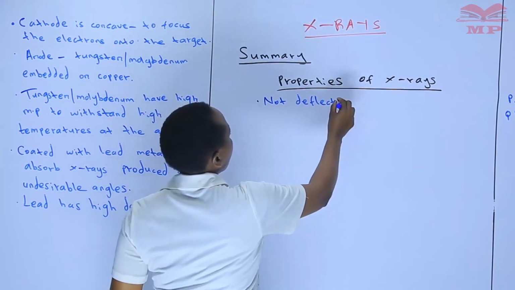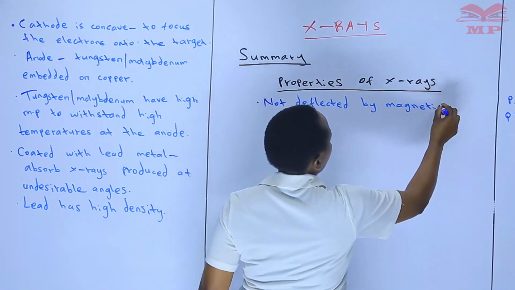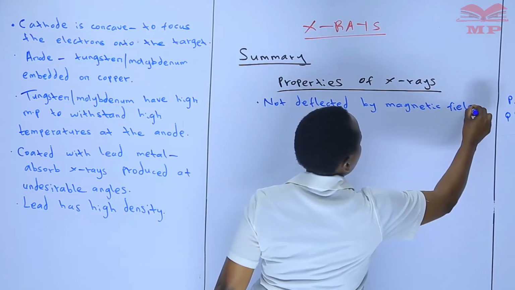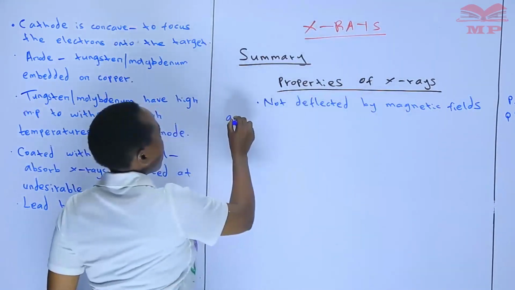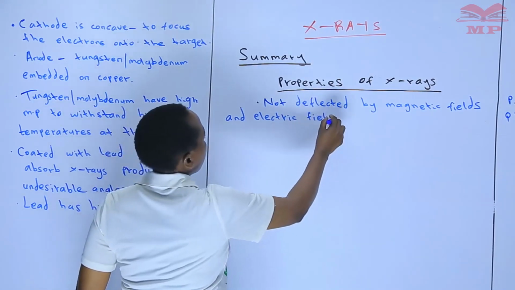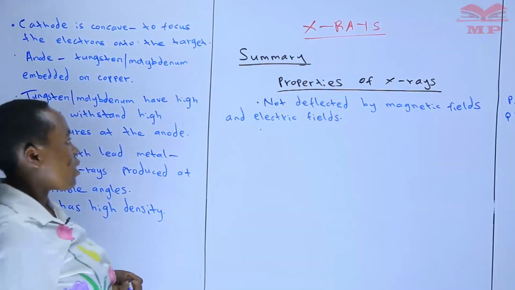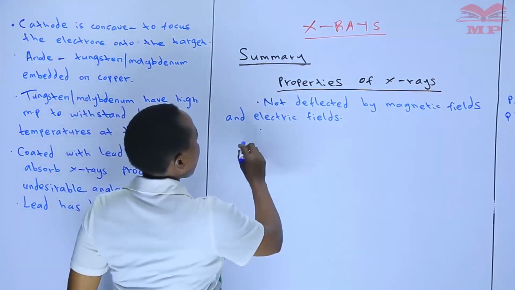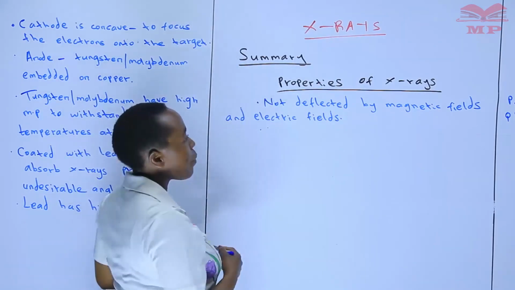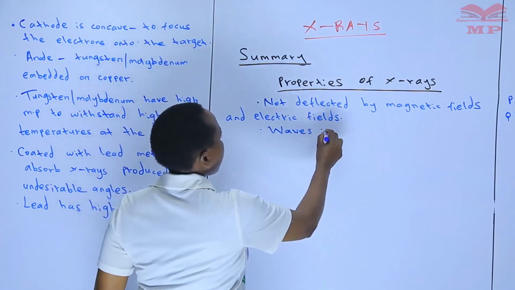deflected by magnetic fields and the electric fields, and therefore we say that they are not charged. Number 2, we say that X-rays will undergo diffraction and they are plane polarized, so they are waves. They are waves in nature.